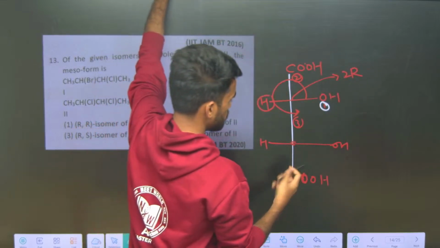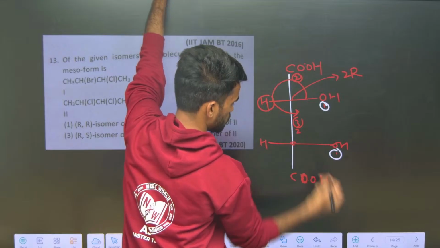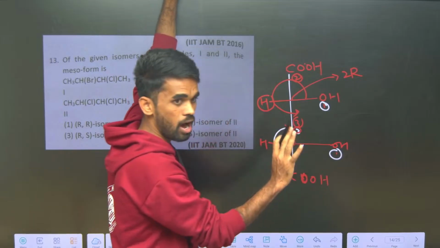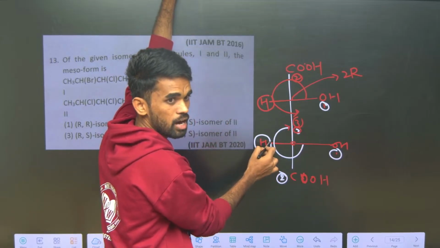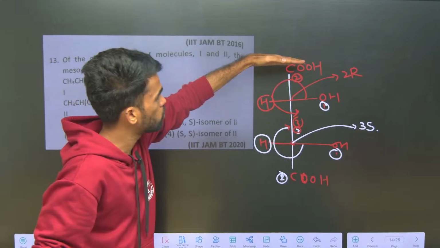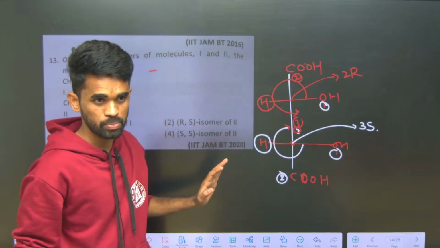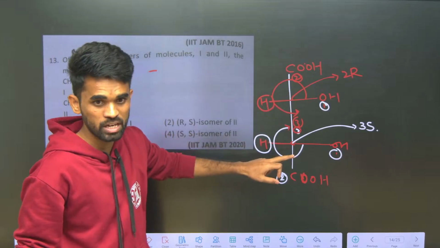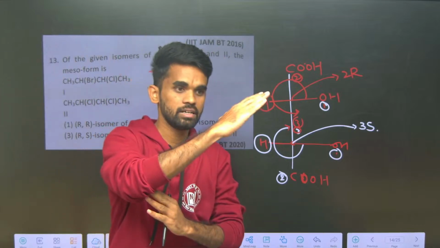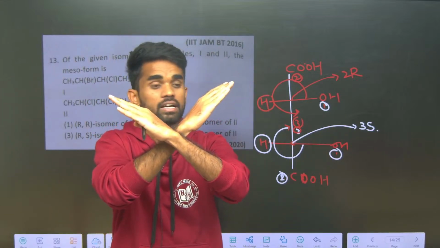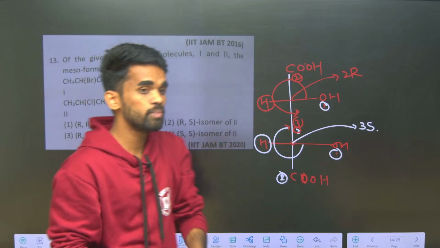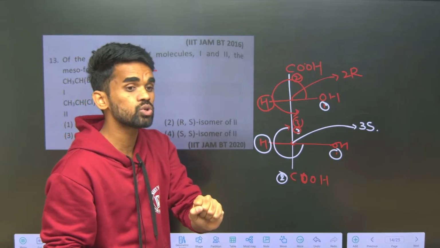Next here, 1, 2, 3. Clockwise should be R, but the least priority is horizontal, so it becomes the opposite, S. 3S. See, the above groups and below groups are the same, but the above configuration is R and the below configuration is S. If R configuration rotates plane polarized light to the right, S configuration rotates it to the left. Both R and S are within the molecule now. So what happens to the net rotation? 0. So meso compounds are optically inactive due to internal compensation.